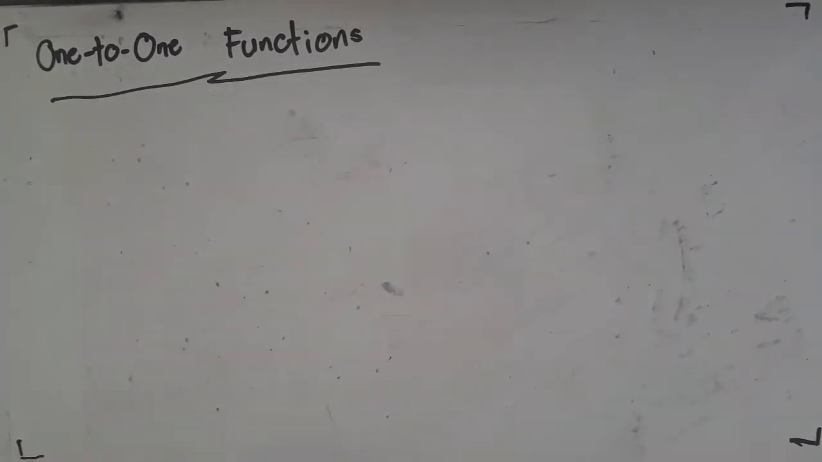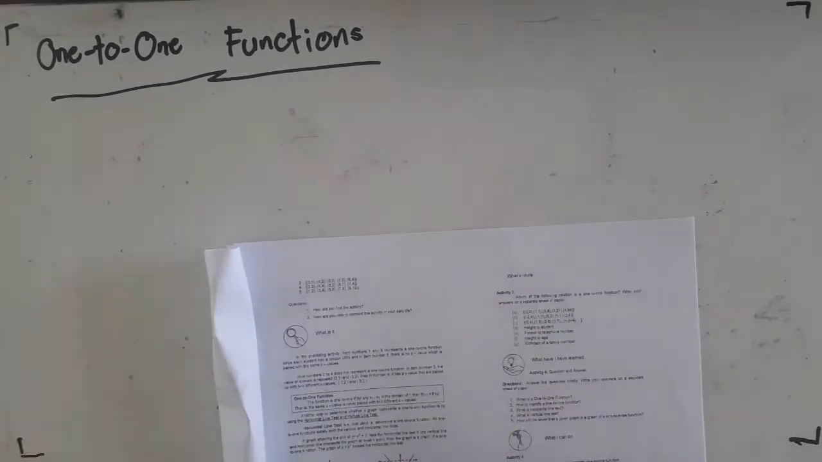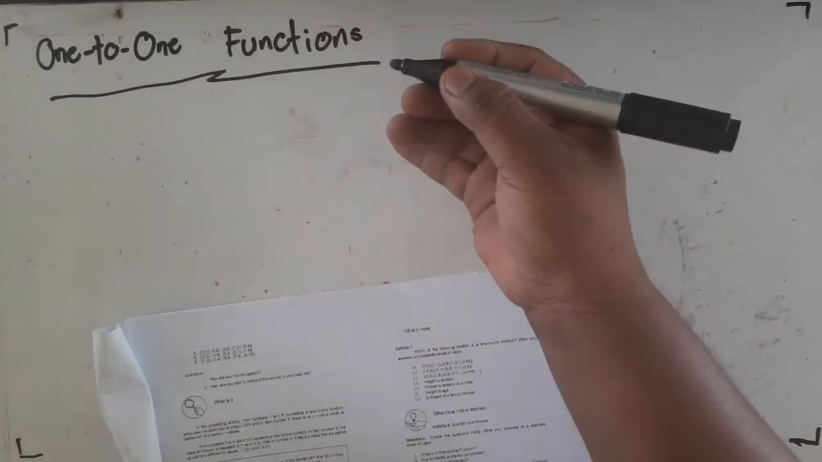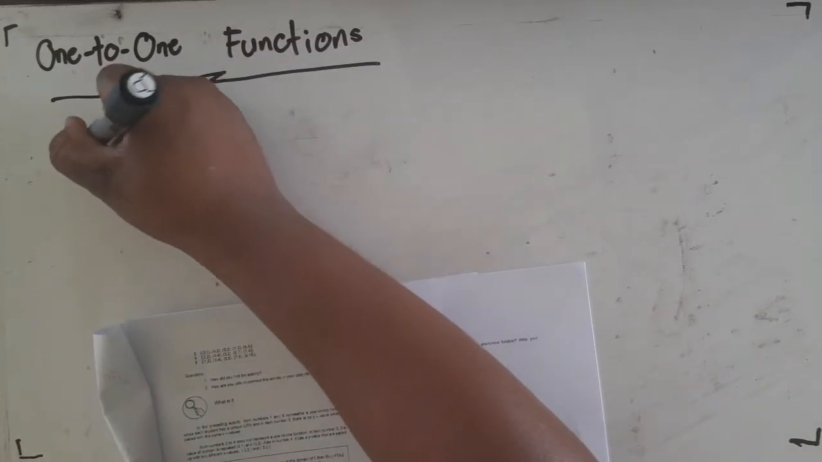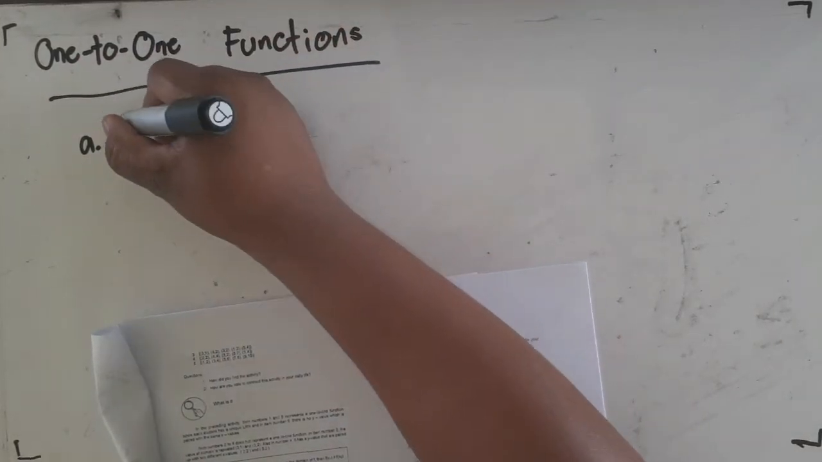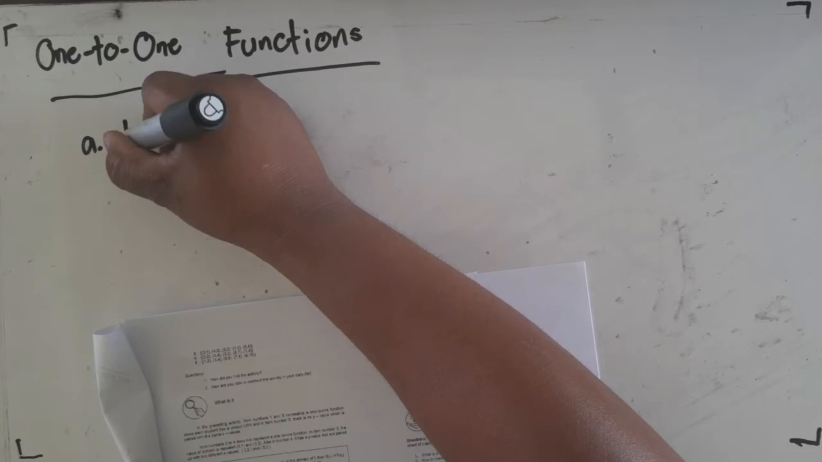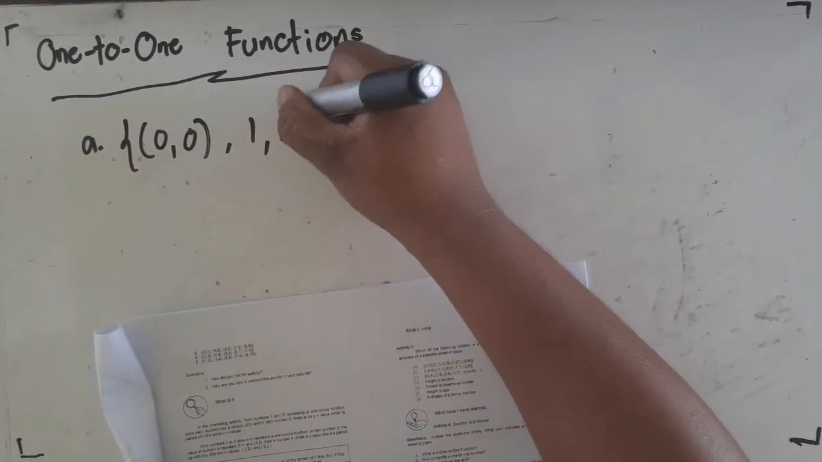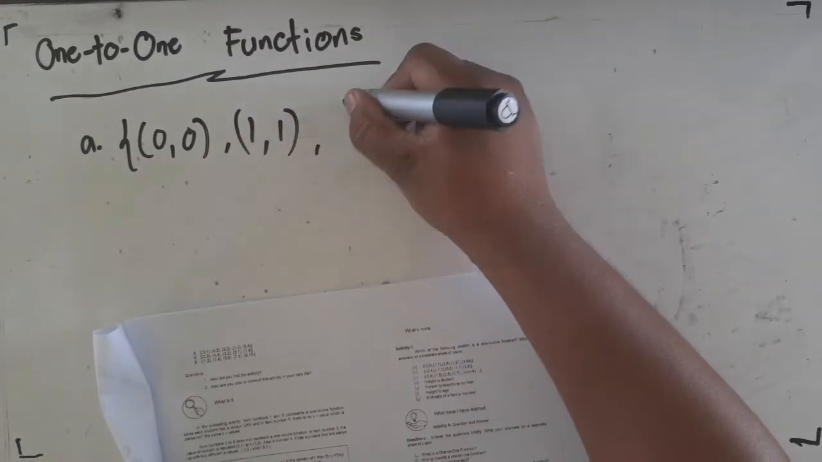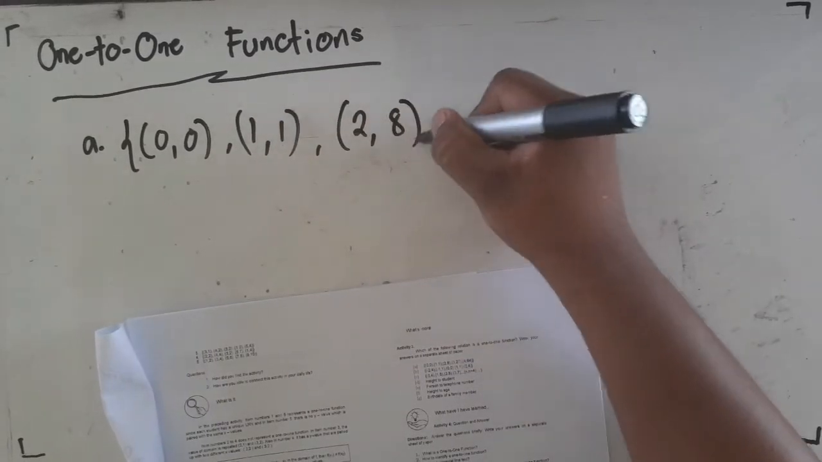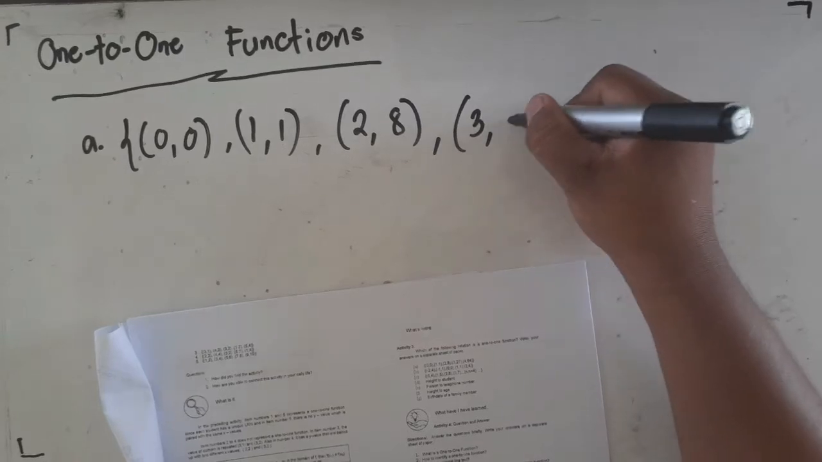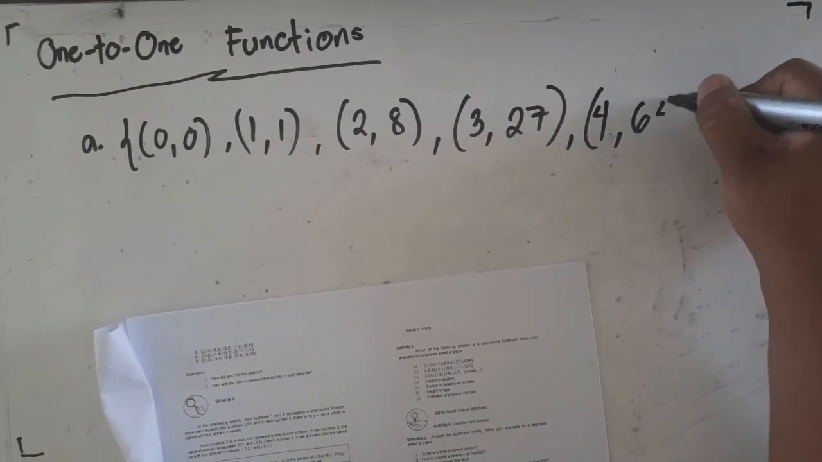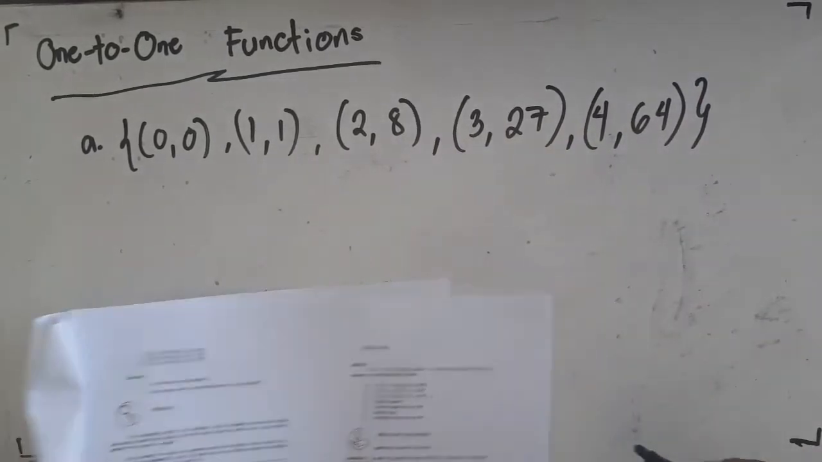Okay, say for example, let's open your module. This is page 5, activity 3. First is letter A: 0 and 0, 1 and 1, 2 and 8, 3 and 27, then 4 and 64. Okay, let's try letter A.